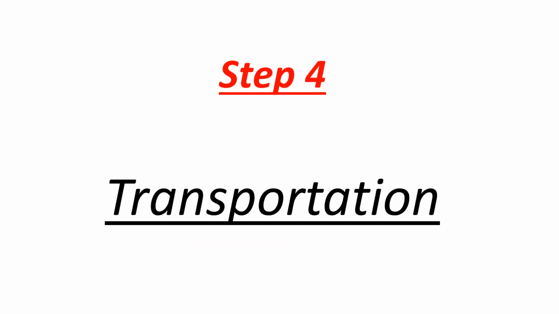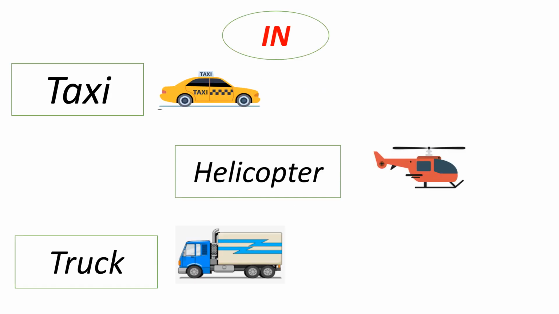And the last step is step 4. It's about transportation. We use in with taxi, helicopter, truck. Why? Because there are small spaces in this type of transportation, and also we can't move in it. For example, we say in a taxi because in a taxi we must just sit on the chair and not move. The same thing for helicopter and truck.